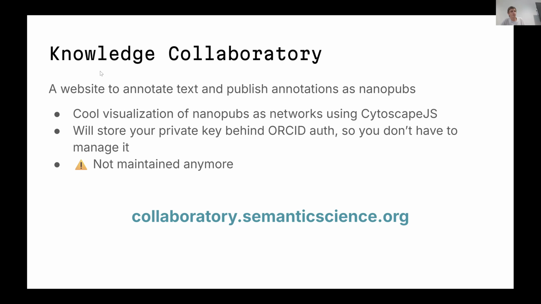What it introduced was, according to me, a cool visualization of the nanopub as a network using Cytoscape.js, which can also be reused for most nanopubs and allows you to really visualize it in a graph way that is nice. It was also one of the first times we started to store private keys behind ORCID authentication, which is now fully integrated into NanoDash and helps with setting this up.